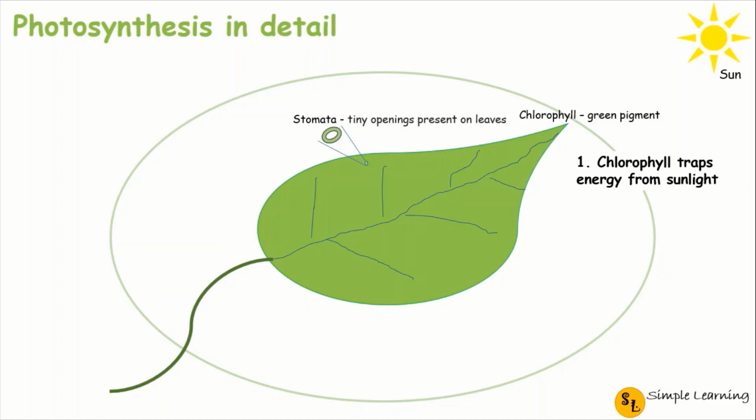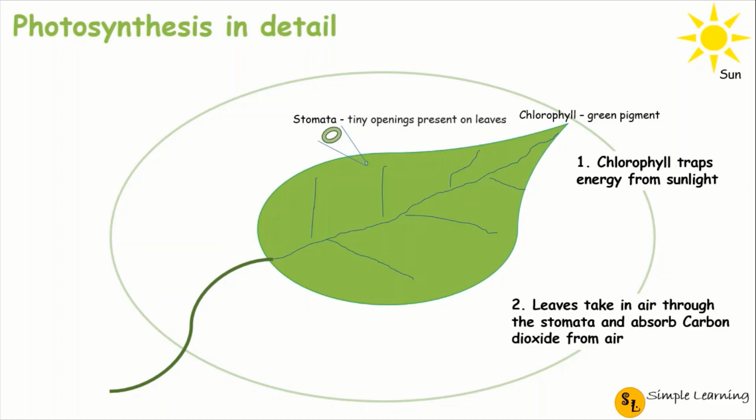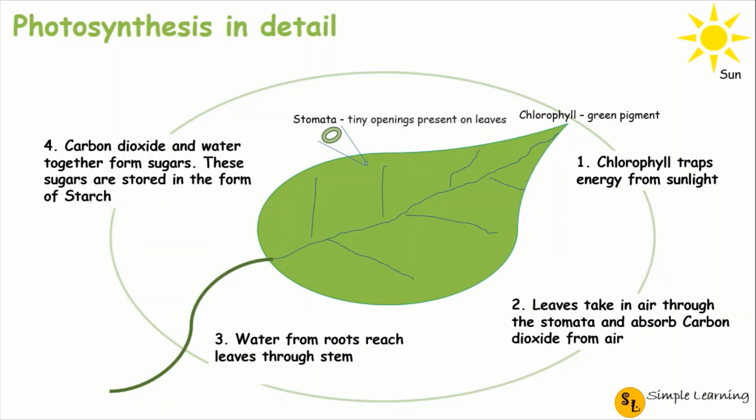Chlorophyll traps energy from sunlight. Leaves take in air through the stomata and absorb carbon dioxide from air. Water from roots reaches leaves through the stem. Carbon dioxide and water together form sugars. These sugars are stored in the form of starch. Leaves send out oxygen through the stomata.